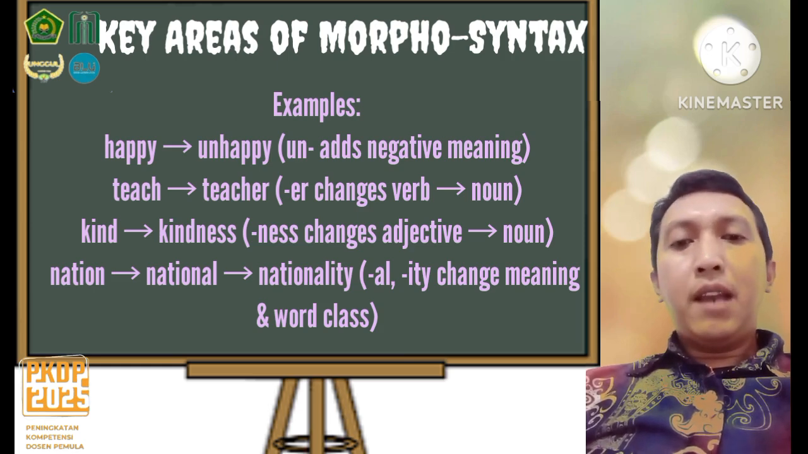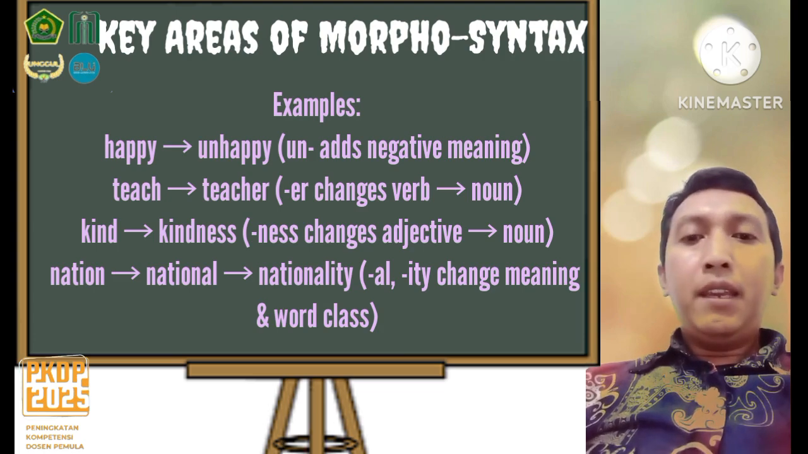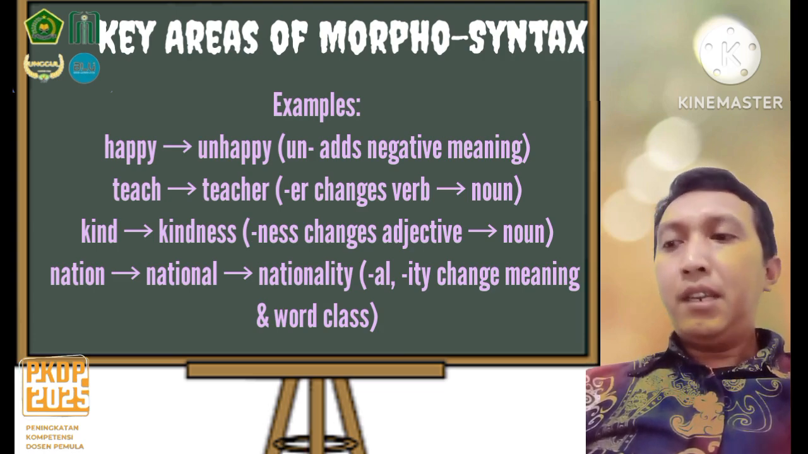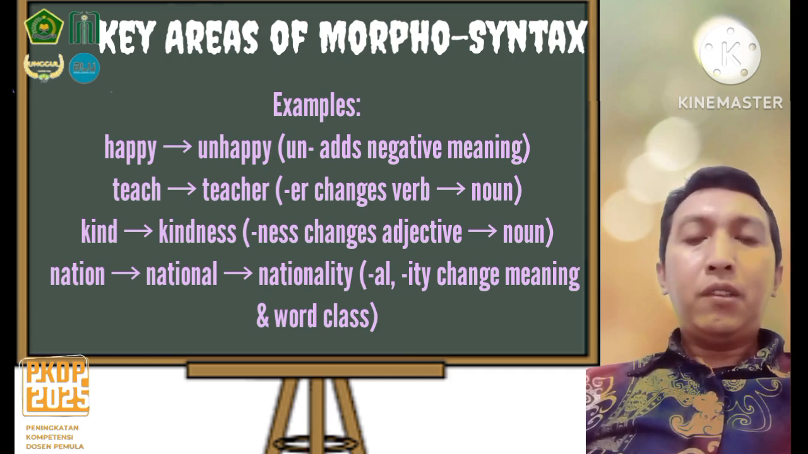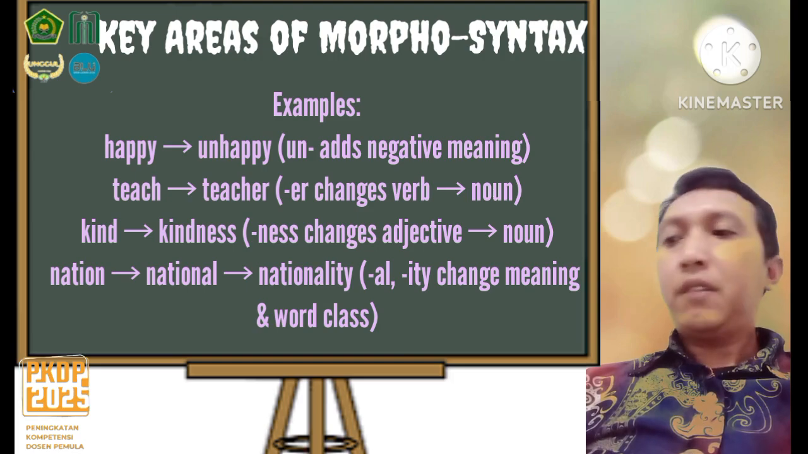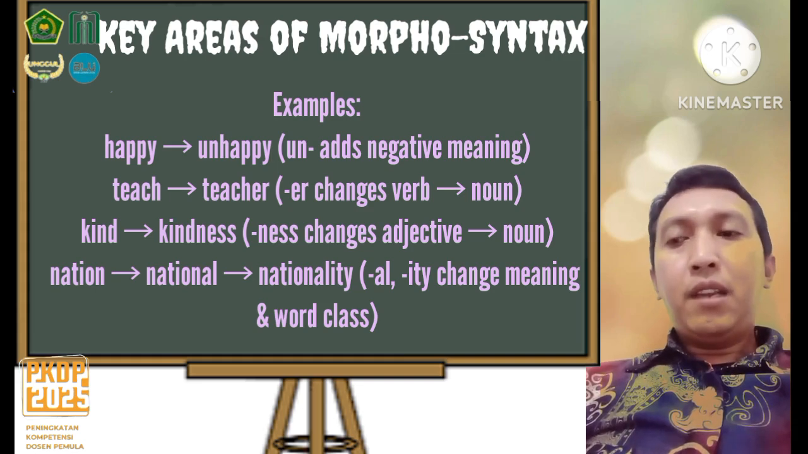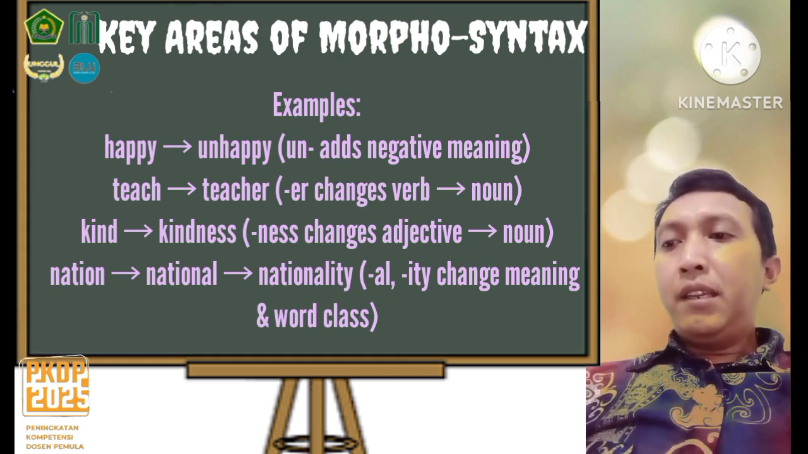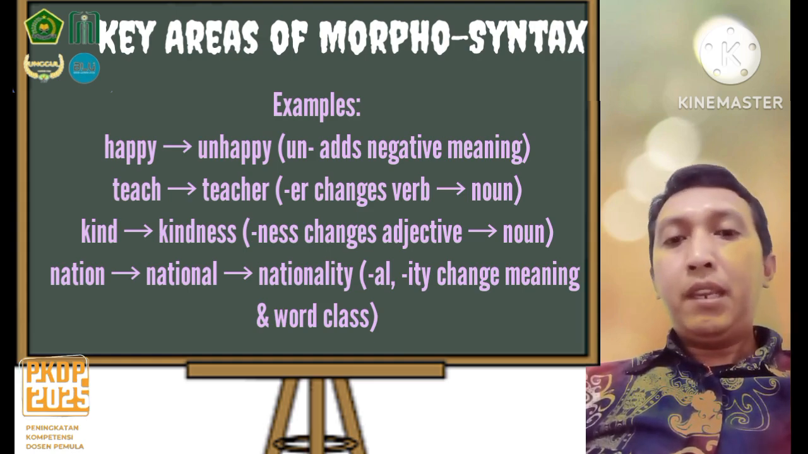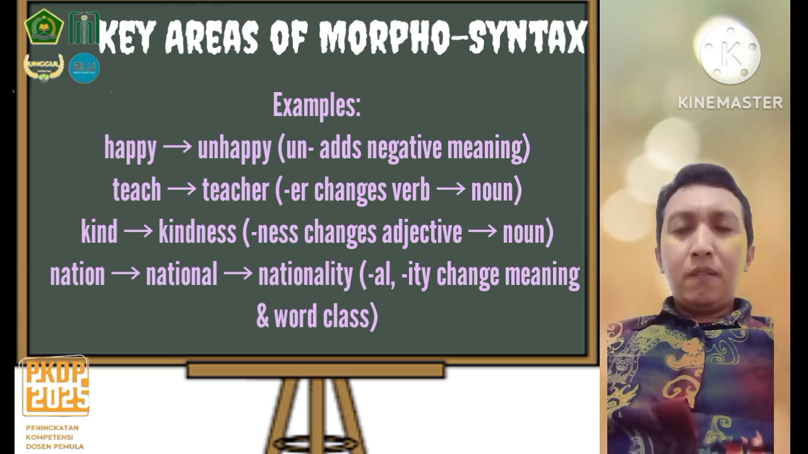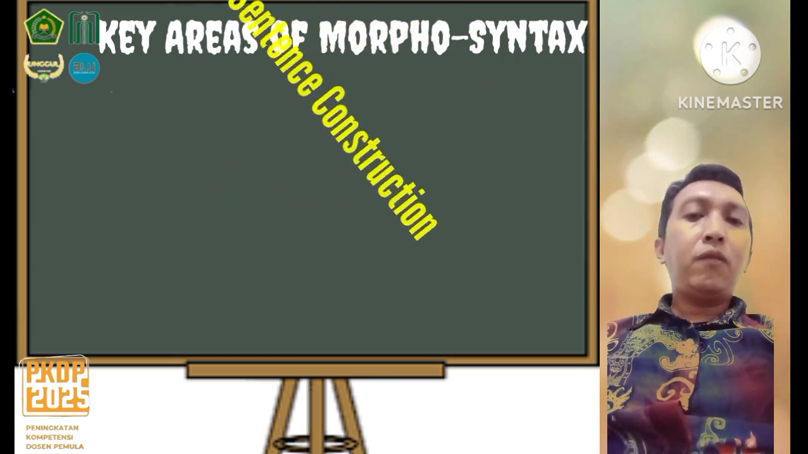And the next one, kind to kindness. There is a suffix ness in which kind is an adjective and kindness is a noun. So there is a change of the word class. And the next one is from nation, national, and nationality. All of them change meaning and class, or there is a change of the meaning and the word class. The third key area of morphosyntax is sentence construction.